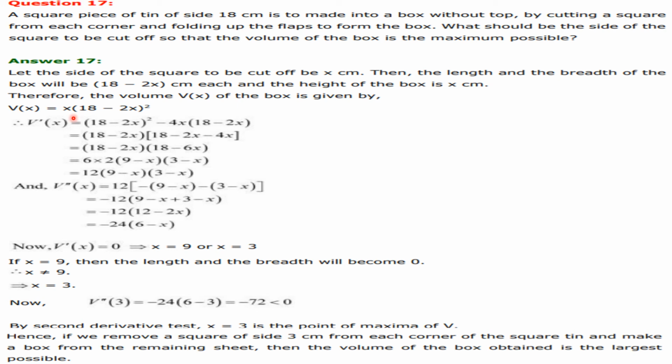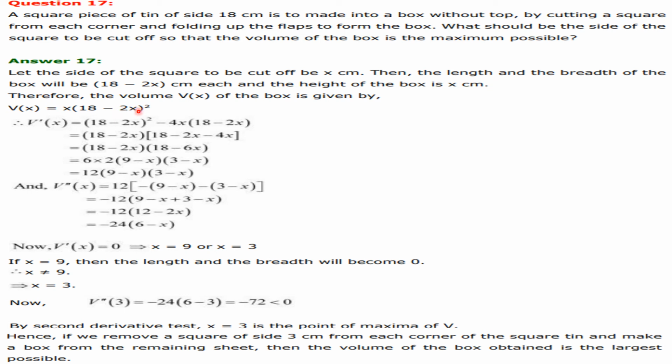So u dash into v. What is the derivative of x? 1, so we are not writing 1 here. Into v, we write this second function as it is, 18 minus 2x whole square. Understood this first term, 18 minus 2x whole square. Now come to the second term. We write x as it is. Understood this part, my children?